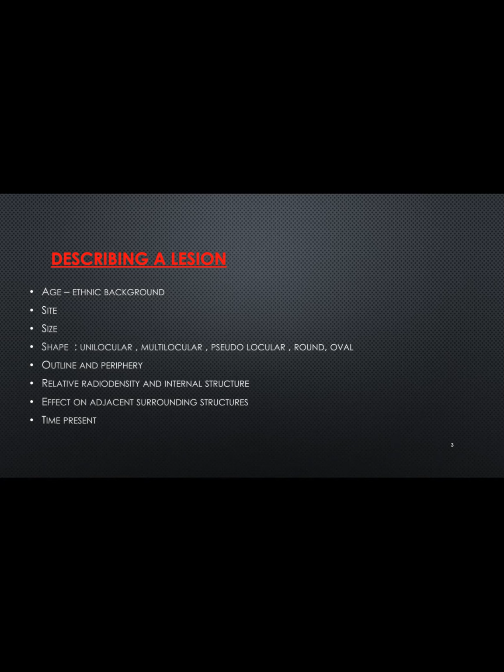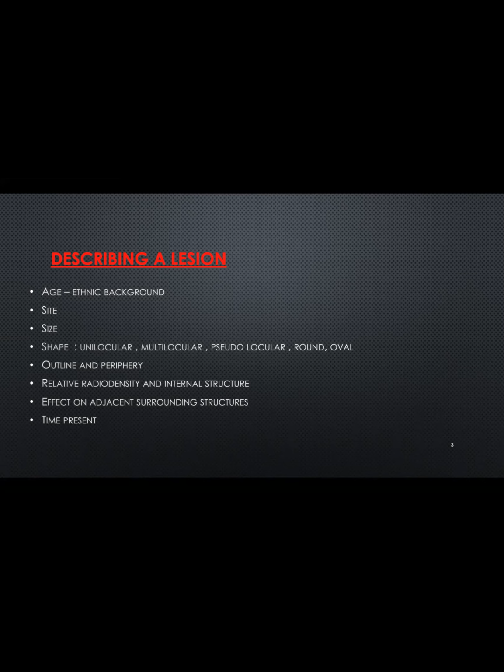Now, when we're talking about the shape and outline, this is almost the most helpful tool in diagnosing a lesion. For example, a radicular cyst is always round and unilocular, and a giant cell lesion is multilocular. You're never going to find either any way different.